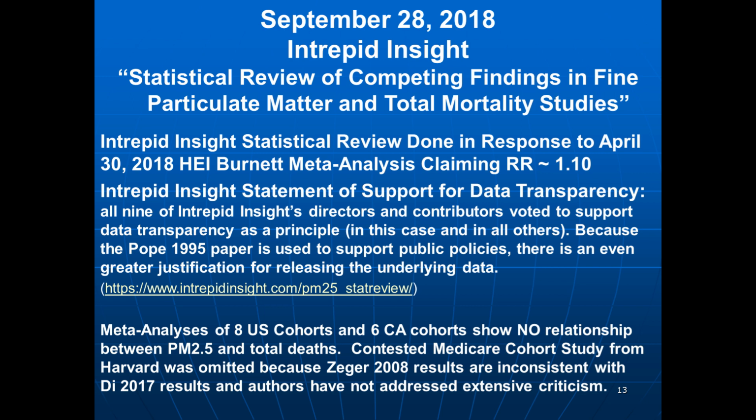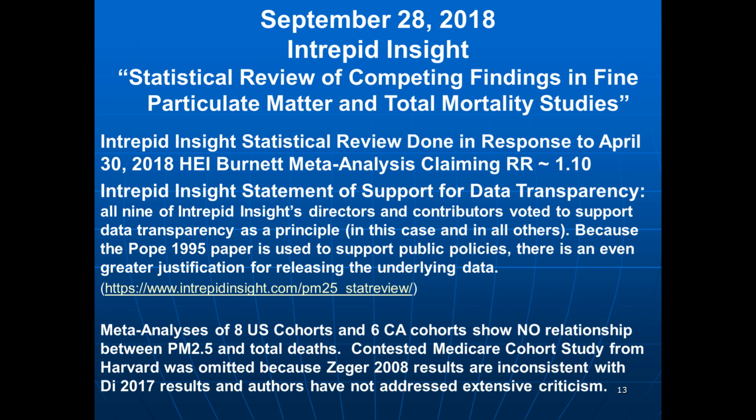They made a statement about data transparency, and this is all on their own. I have no authority over them. I know a couple of them, but I don't have any authority over them. All 9 of these directors and contributors voted to support data transparency as a principle, and because the Pope 95 paper is used to support public policies, there's an even greater justification for releasing the underlying data in that study, the CPS2 data.